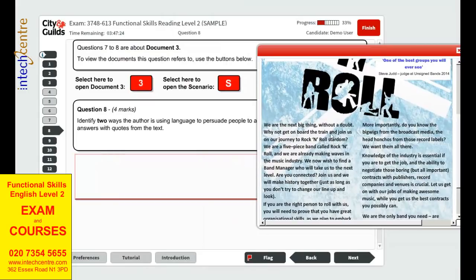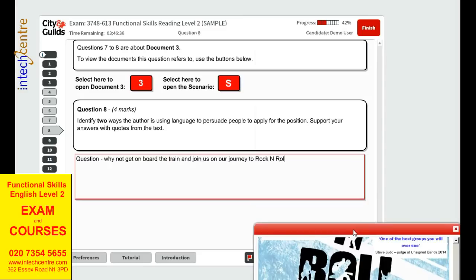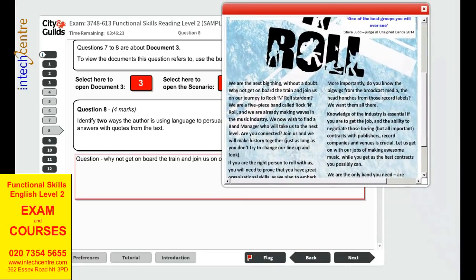So here we go. Why not get on board the train and join us on our journey to rock and roll stardom? So this is a question towards anyone applying for the position. Why not join us on our journey to rock and roll stardom? So they're trying to persuade them that they are on an exciting journey to rock and roll stardom. So they're on a journey to success, and they would like the potential manager to join them on that journey. So this is certainly an example of trying to persuade. Okay, that's 2 marks there. So we've stated that the author is using a question, and we're given the example here, because they're trying to convince the band manager to join them on the journey to rock and roll stardom.